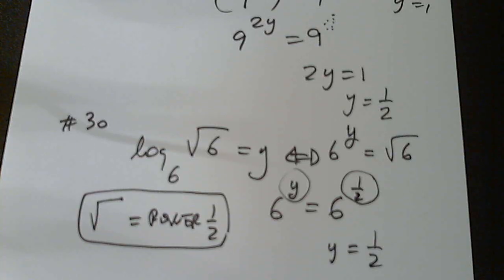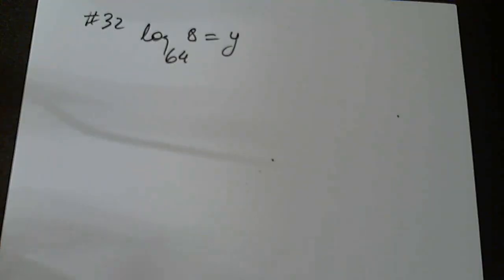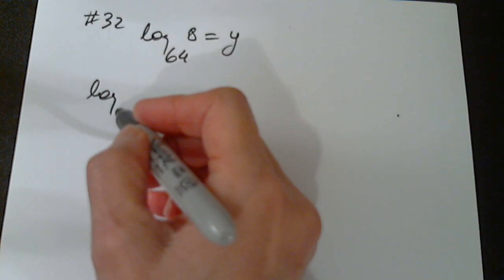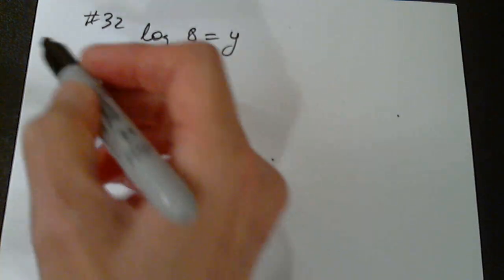Can we do 32? Yes. Very good. Let's look at 32. Log base 64 of 8. You said 33 or 32. I started writing and you said 32. I copied 33, of course. Log base 3. We're going to do both of them now. This is 32, and this is 33. Sorry about that.